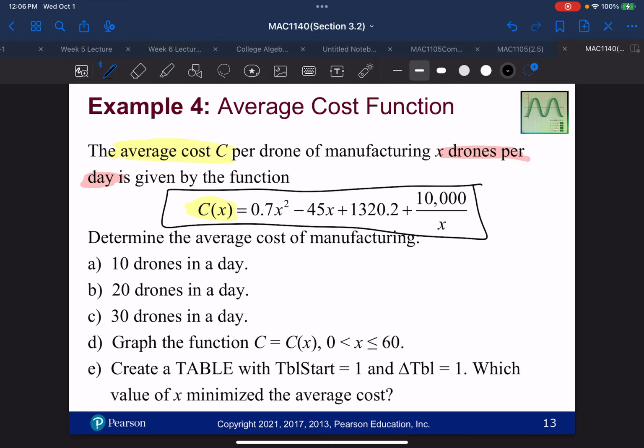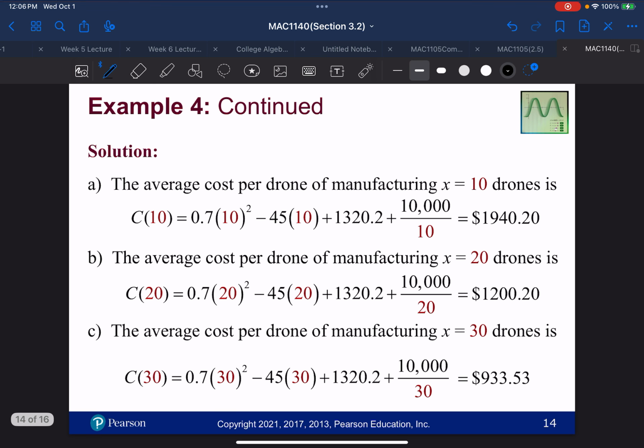Okay, and they're going to ask us to determine a couple of things. The first one is to determine the average cost of manufacturing 10 drones in a day. So then we're just going to let x equal 10, which is the same thing as finding C of 10. They're going to do this on the next slide. To find C of 10, they just plug 10 in for all the x's, and after simplifying all that, they get $1,940.20.